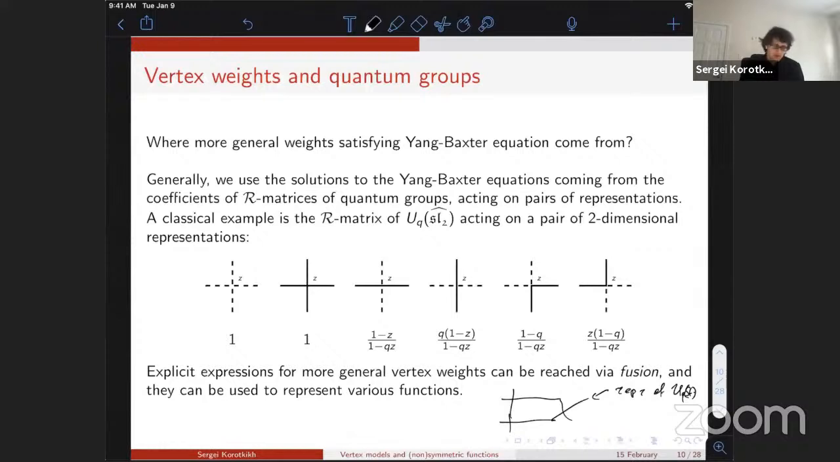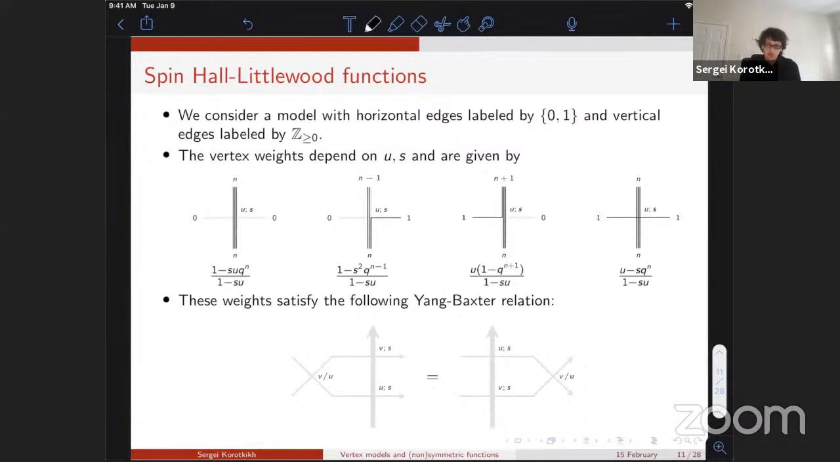But of course, there are more general representations, and we can consider more general vertex models by considering other representations and the coefficients of the R matrix acting on these more general pairs of representations. The first model I want to talk about is the model for so-called spin Hall-Littlewood functions.